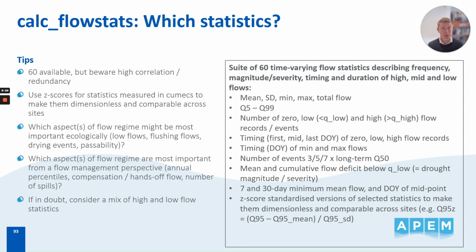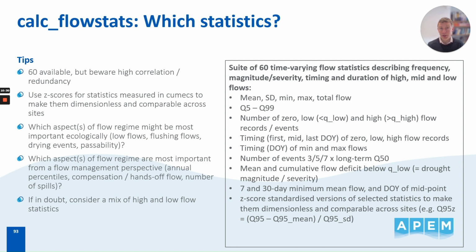Just as when we were thinking about defining a moving window, though, you can also think about this from a management or policy perspective. Are we, for example, interested in percentile statistics, which may have some relevance for interpreting whether or not EFI flow standards are appropriate? If we're dealing with compensation or hands-off flows, then we may want to, for example, use statistics which describe the number of times or the number of days that flows fall below a particular set compensation flow or hands-off flow.